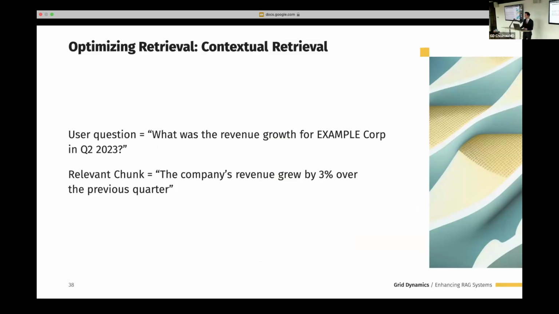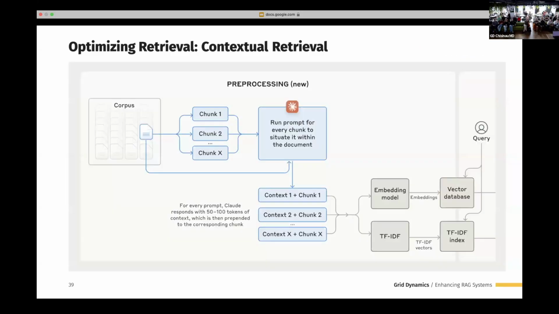So you can see this chunk is not giving a lot of details, so it'll be hard to find from the vector database, but we need to find it. So what can we do? Anthropic proposed a method where we can create something like a context chunk. So what is a context chunk?